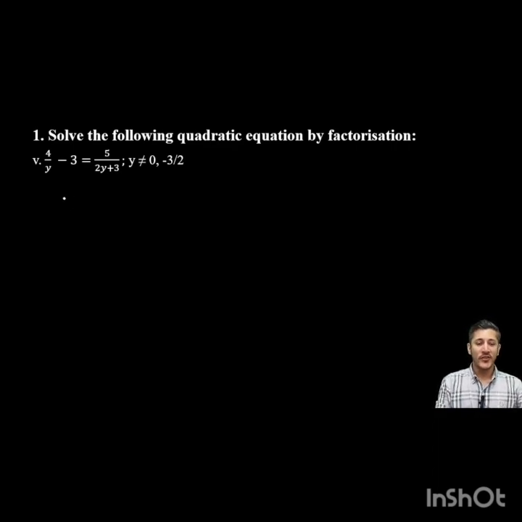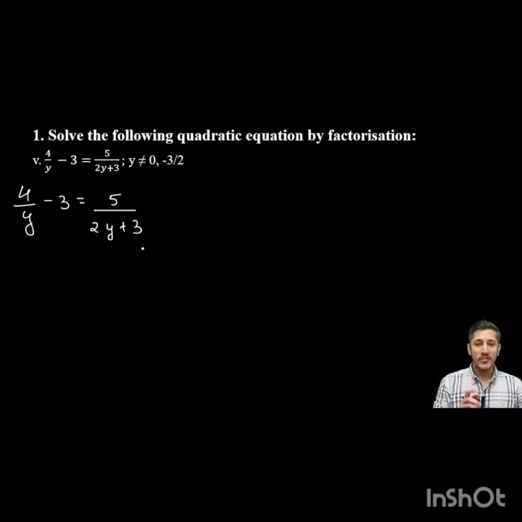The next question that we have is 4 upon y minus 3 equals 5 upon 2y plus 3. Here again we have been given the condition that y cannot be equal to 0 or minus 3 by 2. The reason is, again, since we do not want our denominator to be 0. Let me just write down the question again. So we have 4 upon y minus 3 equals 5 upon 2y plus 3.